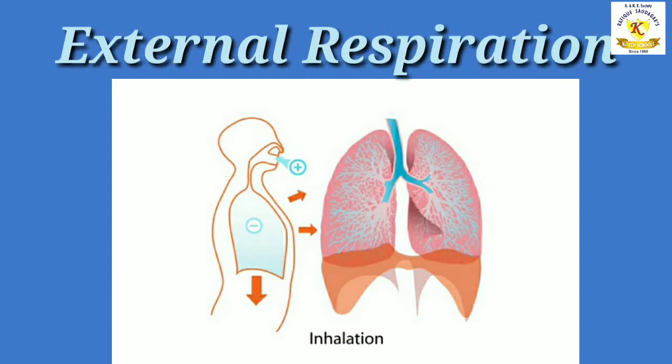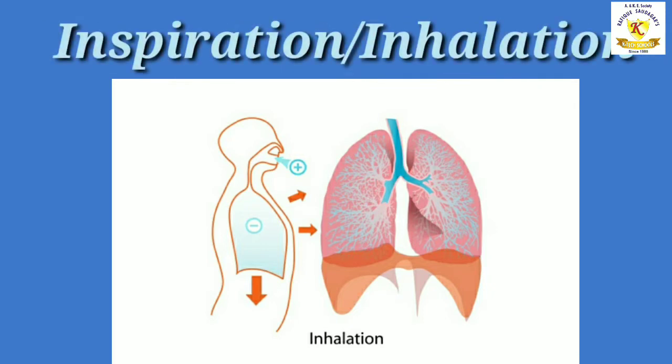Let's see the external respiration. First is inspiration or inhalation. Air is taken in through the nose and sent towards the lungs through the trachea, which is known as the windpipe. Inhalation of air as a part of the cycle of breathing is a vital process for all human life. The process is autonomic and does not need conscious control or effort.